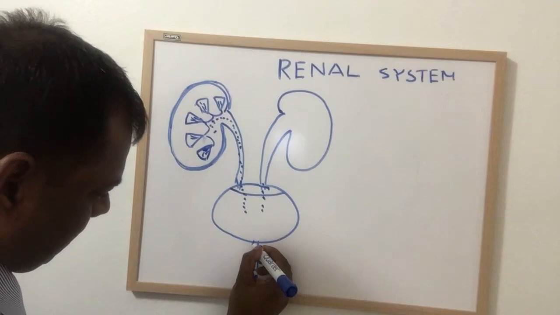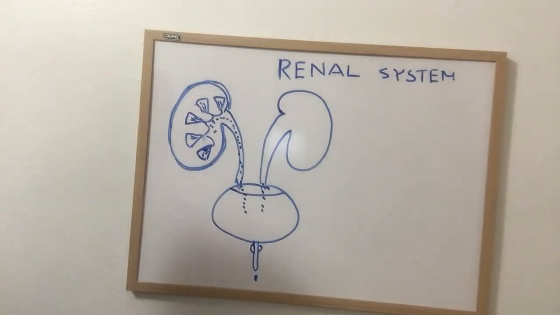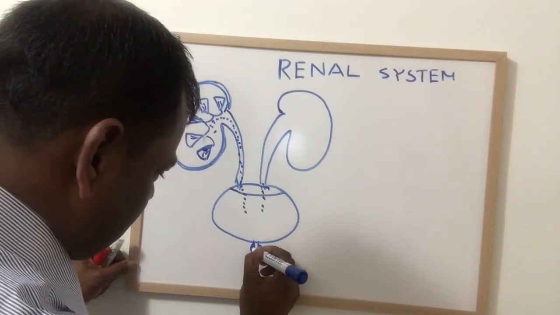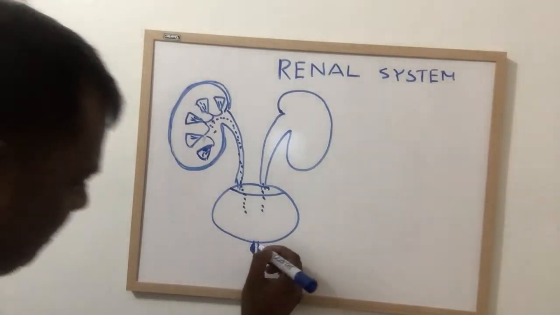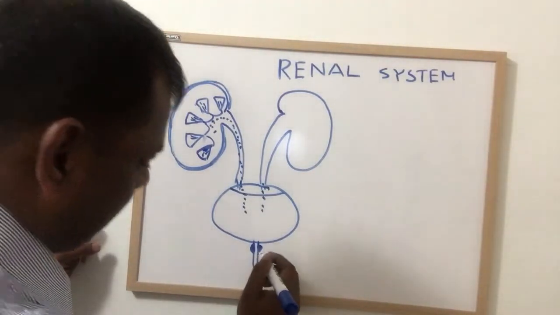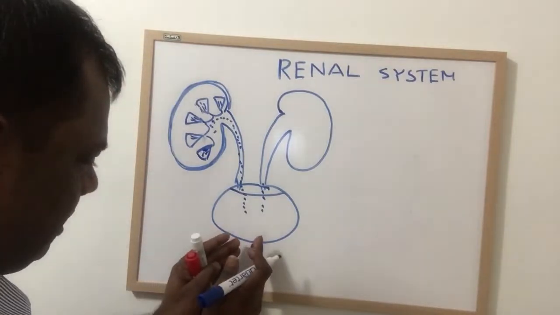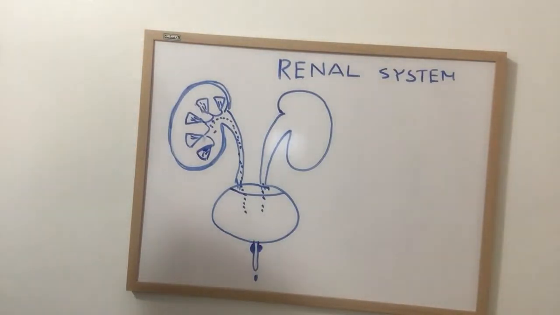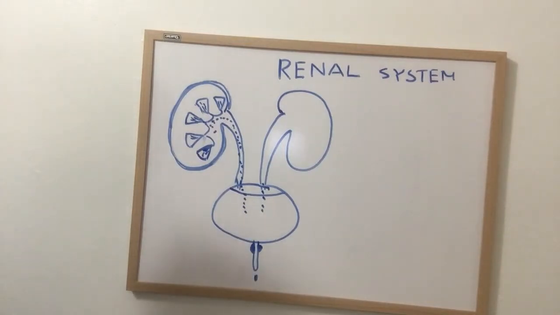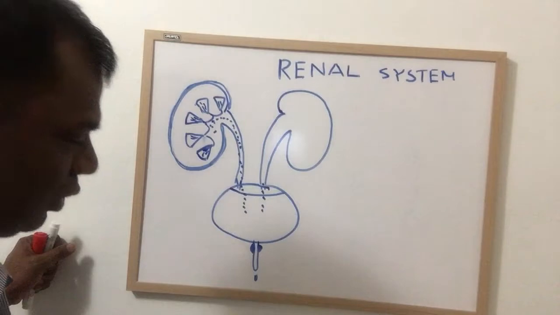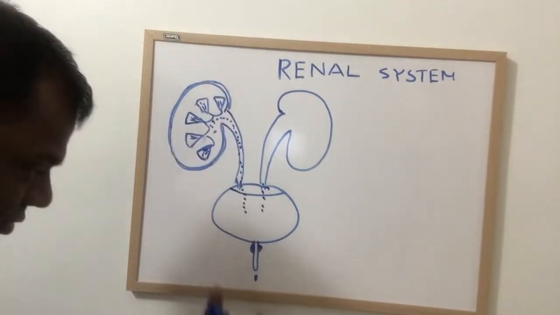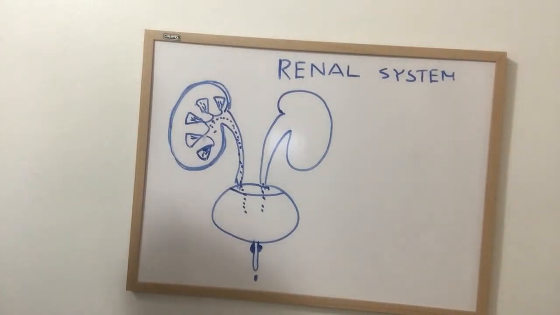And we have the prostate gland here. Due to age, the prostate gland enlarges, and it sometimes squeezes the urethra, and urine flow gets a little slow. So in older people urine is slow, while in younger people urine is faster and clear.